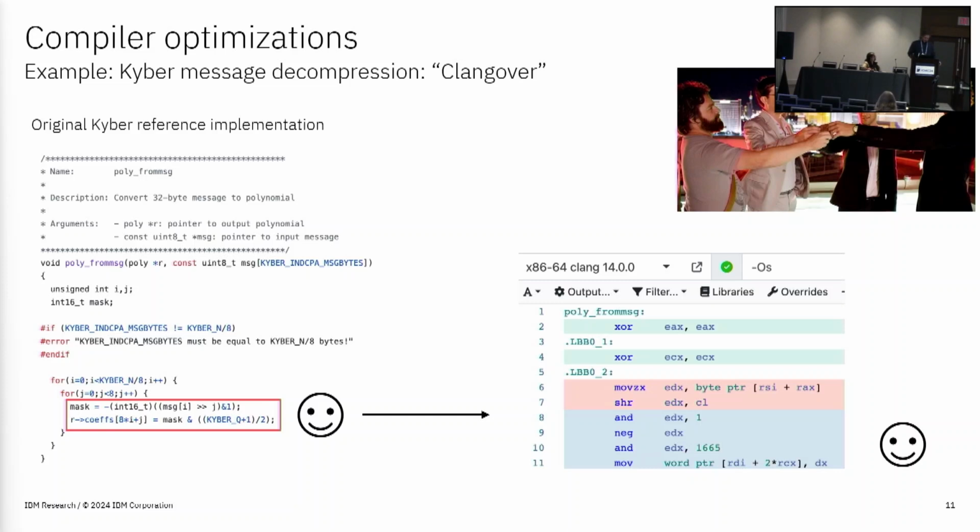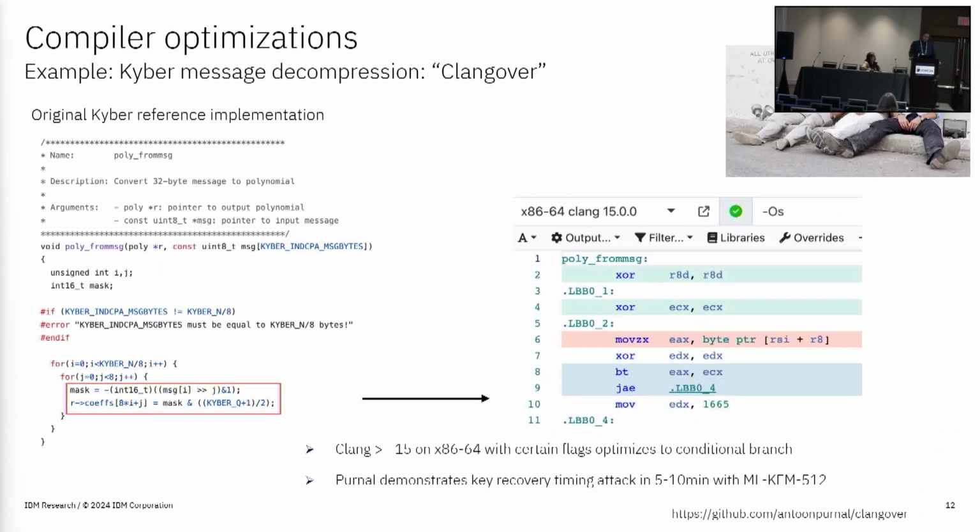But then what Purnal found is, okay, if you just update to Clang version 15, the compiler got clever, right, and detected, oh, I can implement this more efficiently by making a conditional branch, right? So that's how the assembly output looks then. And it contains a conditional branch. And the author there demonstrated that it was possible to do a timing attack and recover the key in about 5 to 10 minutes with MLChem 512, right?